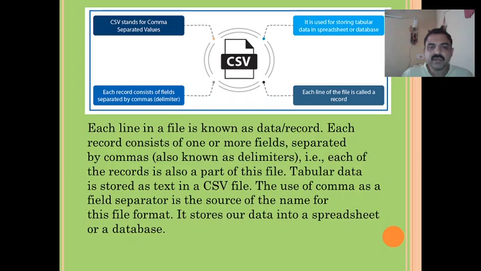Each line in a file is known as a record, and each record consists of one or more fields, and everything is separated by commas, which are also known as delimiters. Tabular data is stored as text in a CSV file, so everything will be stored in the form of text. So there are no tables. The use of comma as a field separator is the source of the name for this format. It stores our data into a spreadsheet or a database.